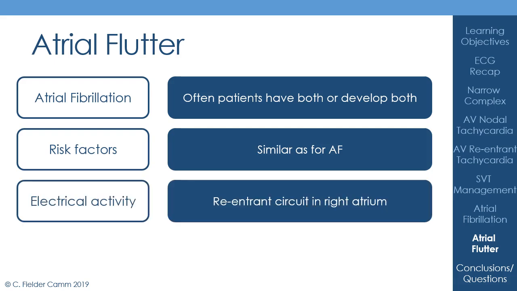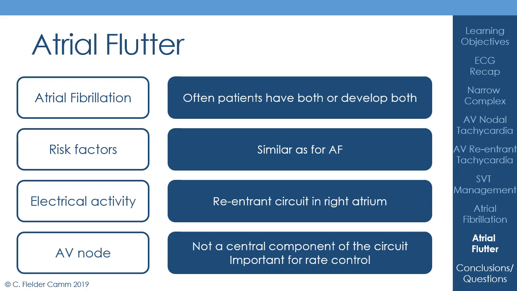But unlike atrial fibrillation, which is truly disorganized atrial activity, atrial flutter is actually a reentrant circuit within the right atrium. And I'll show you a bit more about that on another slide. And unlike AV-NRT or AV-RT, the AV node is not a central component of the circuit, but it is important for rate control.